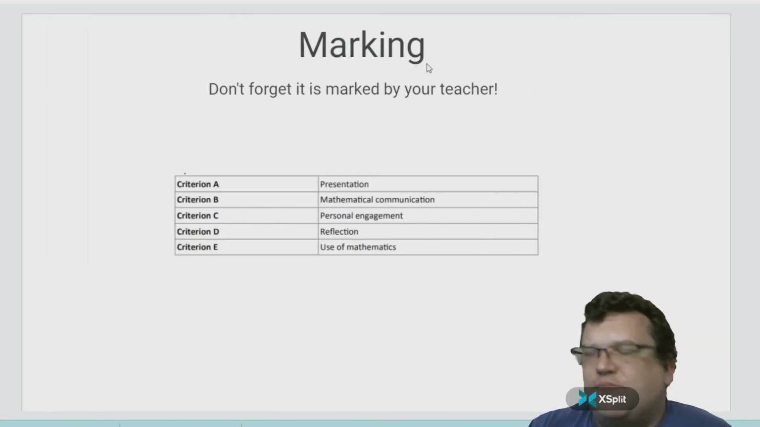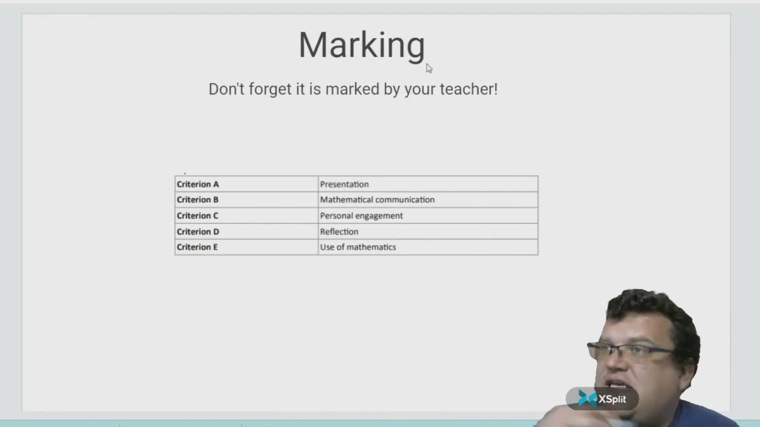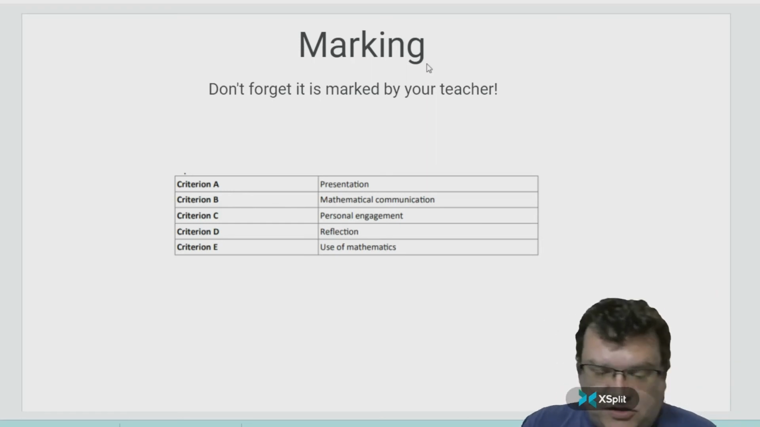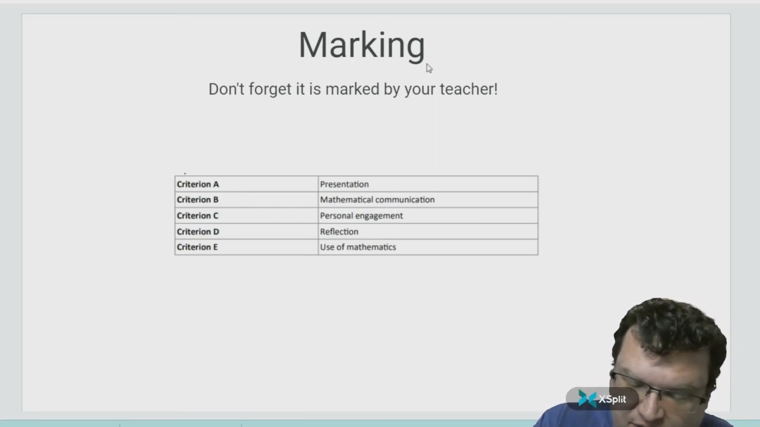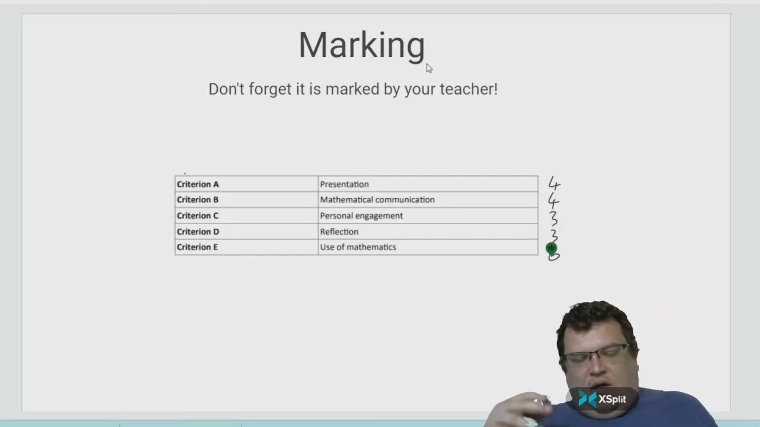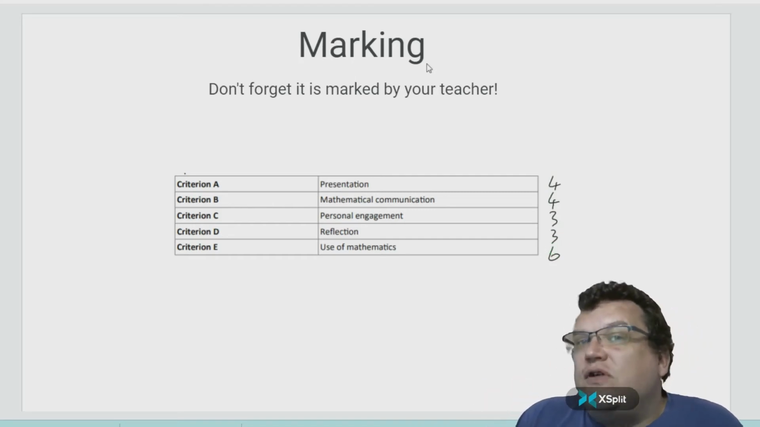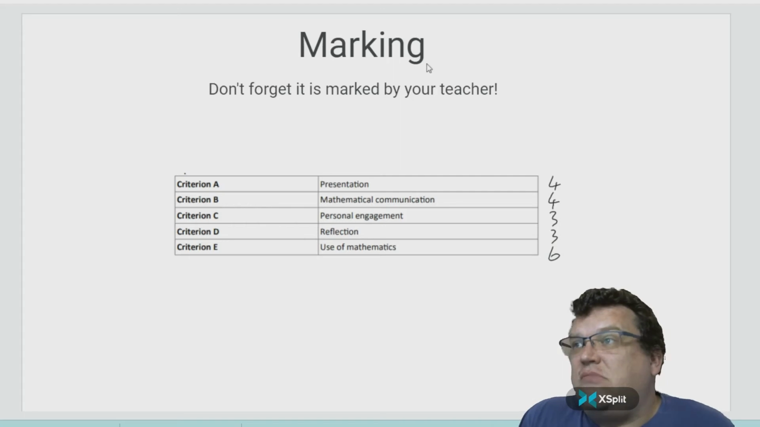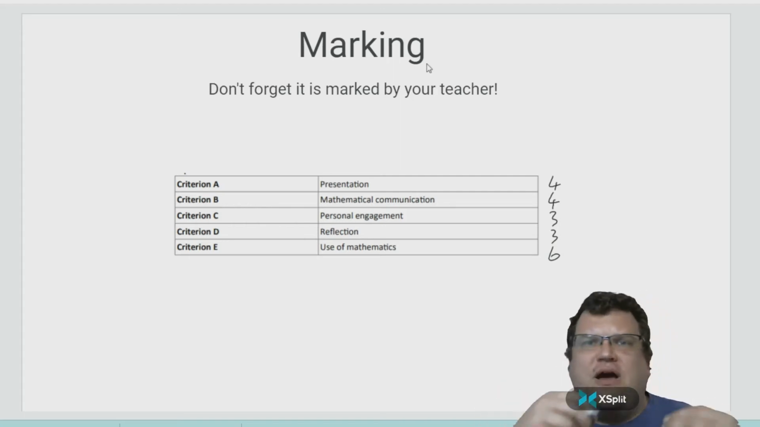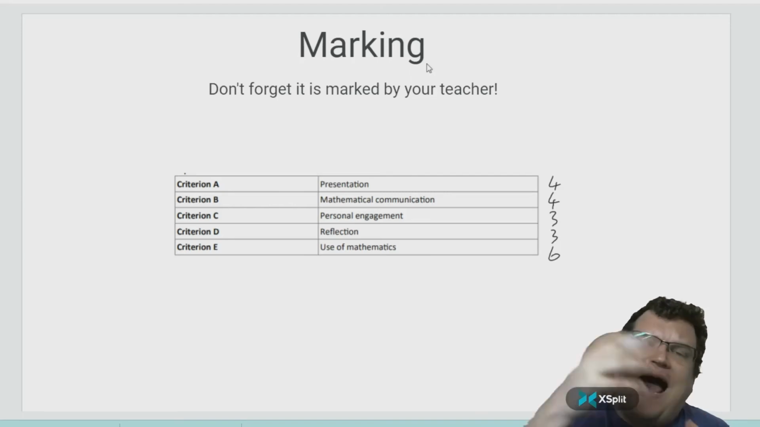Now, onto how it's marked. You'll have seen this criteria, hopefully, when your school introduced you to the IA. They're out of 4, 4, 3, 3, and 6. What this means is you can get an awful lot of marks just for presentation and mathematical communication. This is just, do you have an aim? Do you have a rationale? How well does it flow?